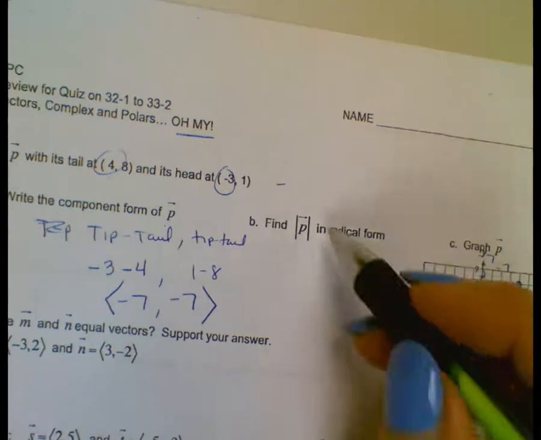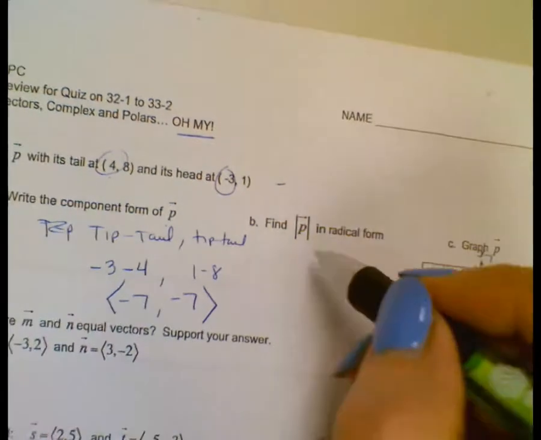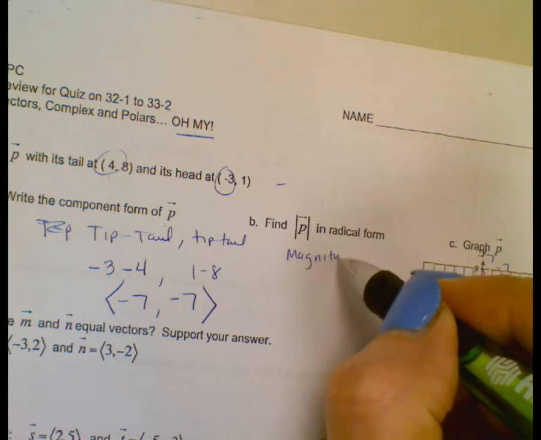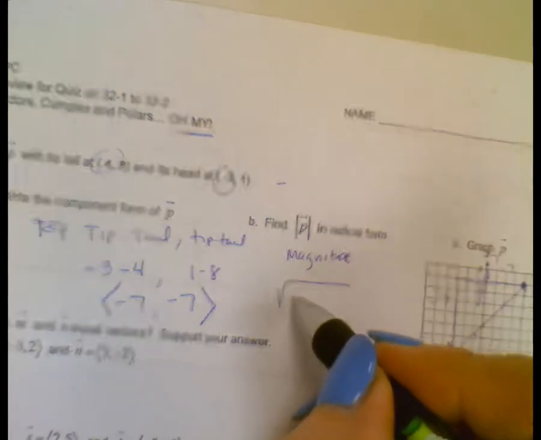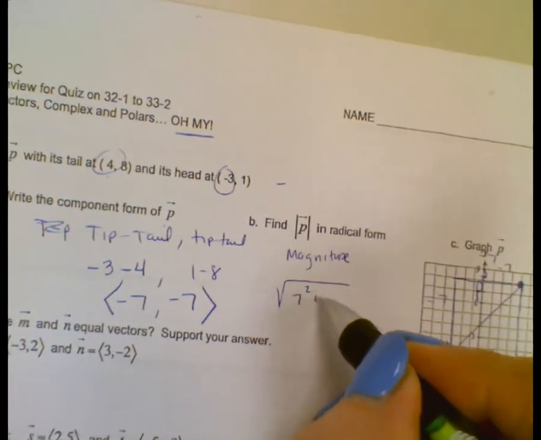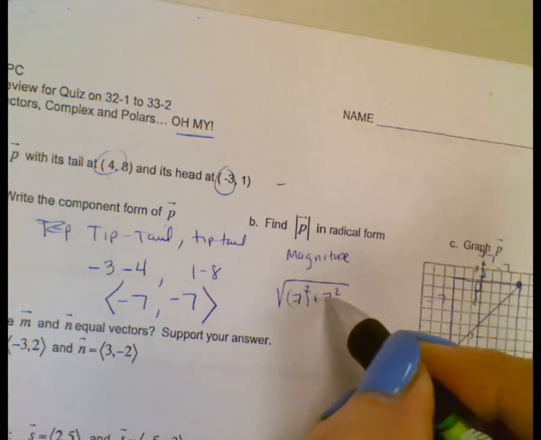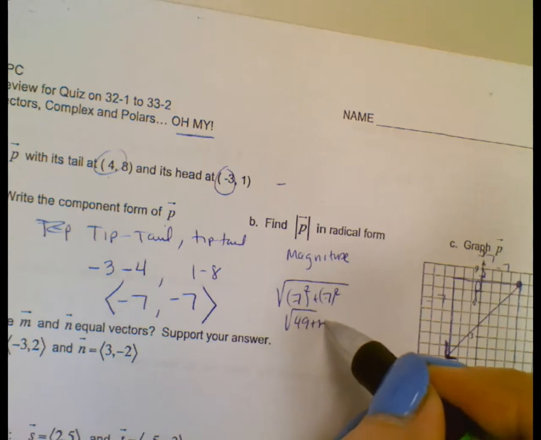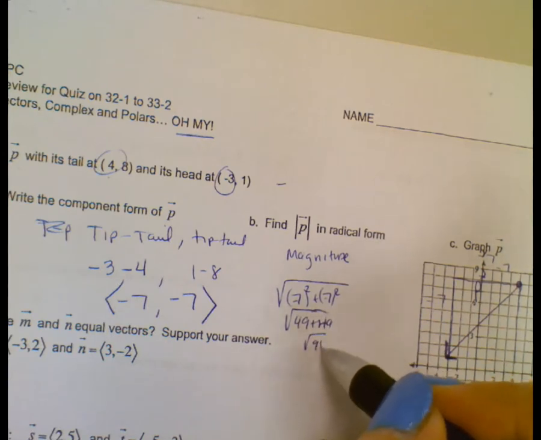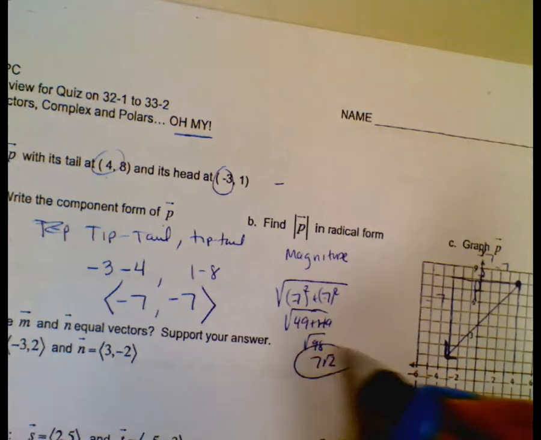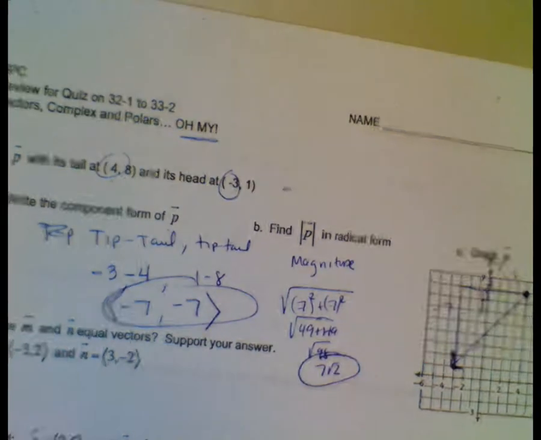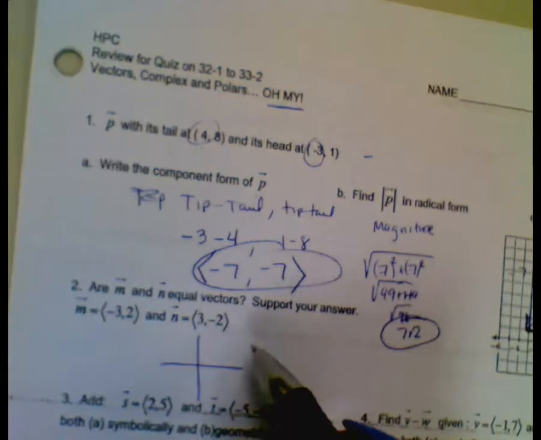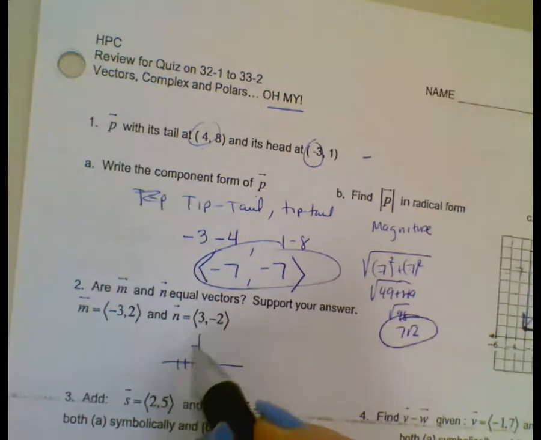So what is absolute value of vector P? That means the magnitude. To get the magnitude, we're going to take 7 squared plus 7 squared. Now it's really -7, right? But I don't really put the negatives in because this is 49 and 49, which is square root of 98, which is 7 radical 2. And that's your answer.